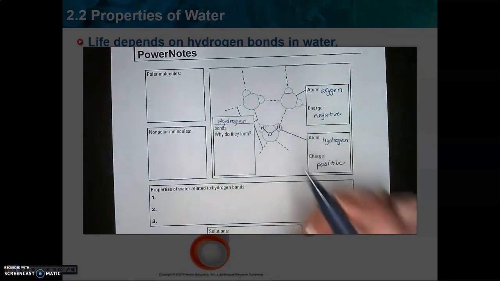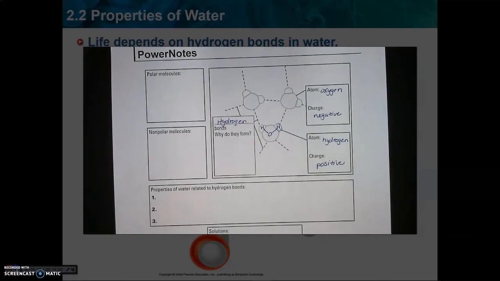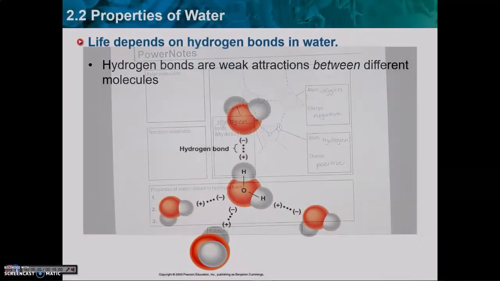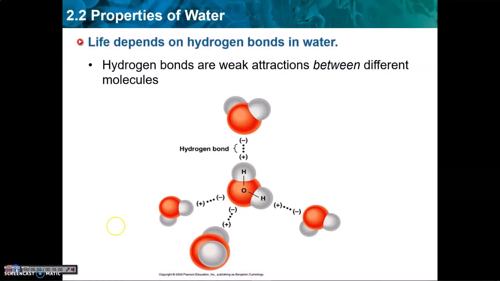Now, it's called a hydrogen bond, but the word bond in there is actually a little misleading because it is just a weak attraction. It is nowhere near as strong as the covalent bond between this oxygen and hydrogen. That is a much, much stronger attraction. These are weak attractions, the hydrogen bonds.